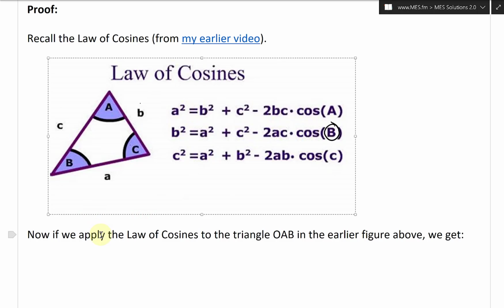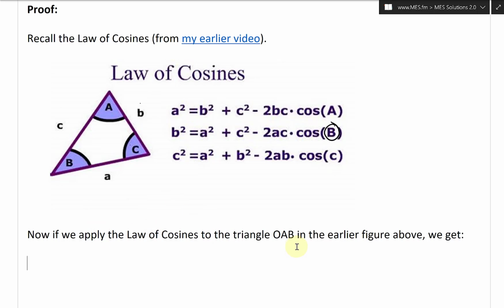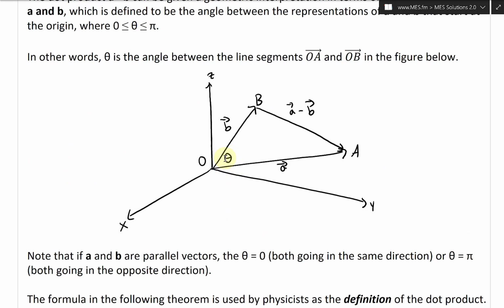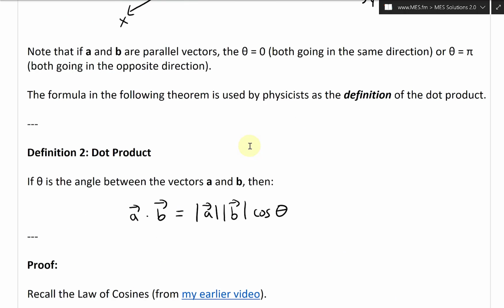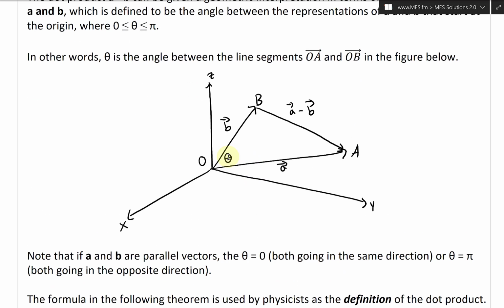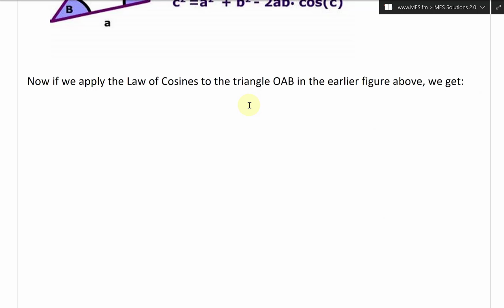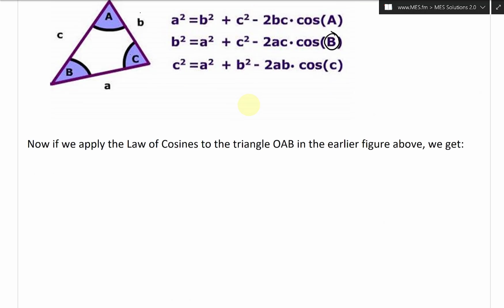So now if we apply the law of cosines to the triangle OAB in the earlier figure above, we have this angle theta, and then we have these side lengths there. We know this angle, so we can apply the law of cosines. Let's call this length AB.